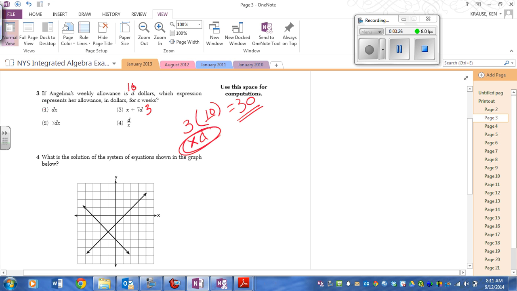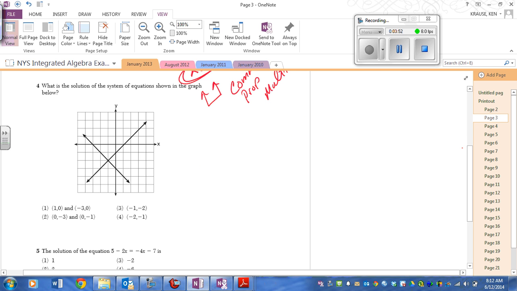If I come over here, well, here's D times X, and if you remember correctly, there's a little opportunity to learn something else. I can multiply in any order because that is the commutative property. In this case, it's the commutative property of multiplication, which just says I can multiply in any order I want and not change the value.